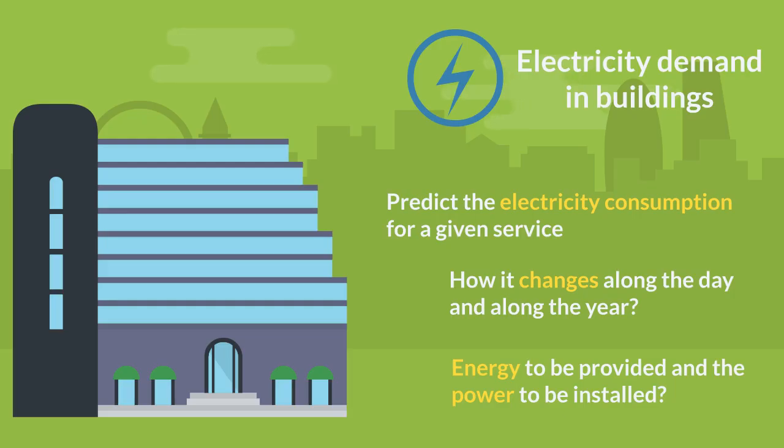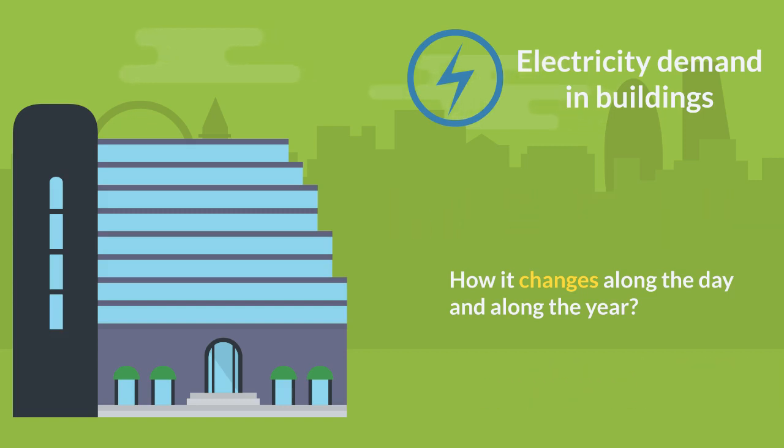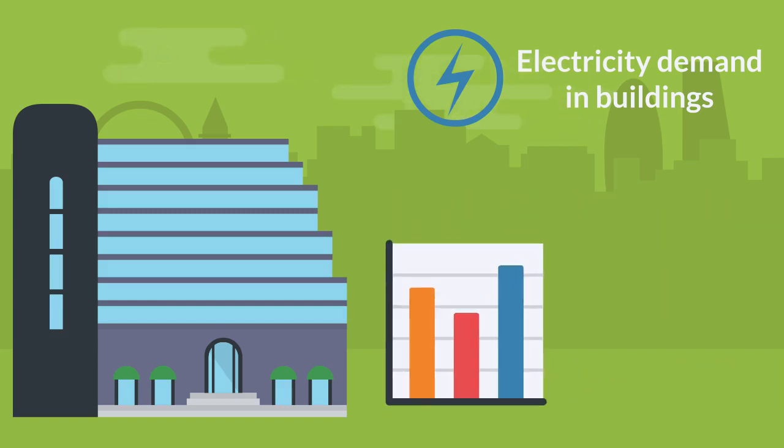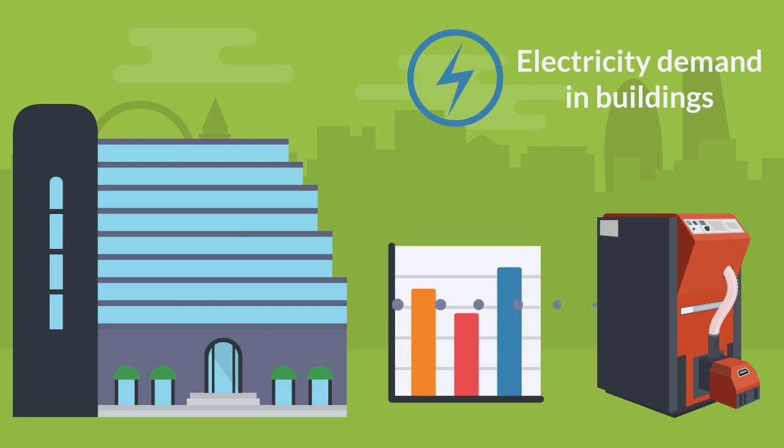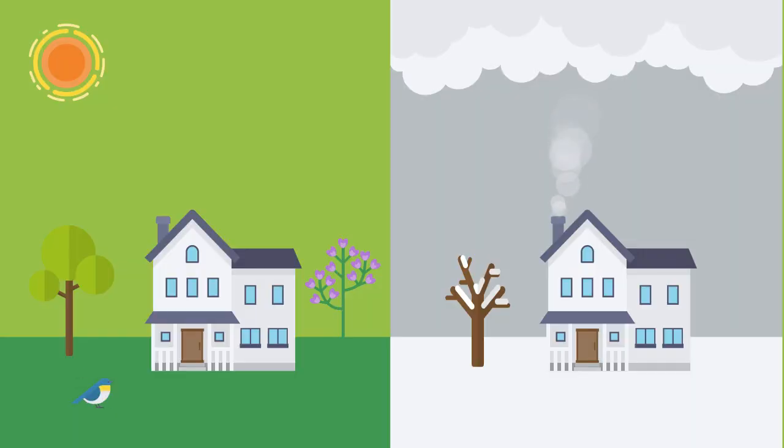The next question is, how does the electricity consumption change along the day and along the year? The first step is to understand that electricity demand changes continuously. Then, it is not enough to calculate the overall energy consumed during a year for sizing power systems. Electricity demand depends, for instance, on climate conditions when heating and cooling systems are provided by equipment consuming electricity.